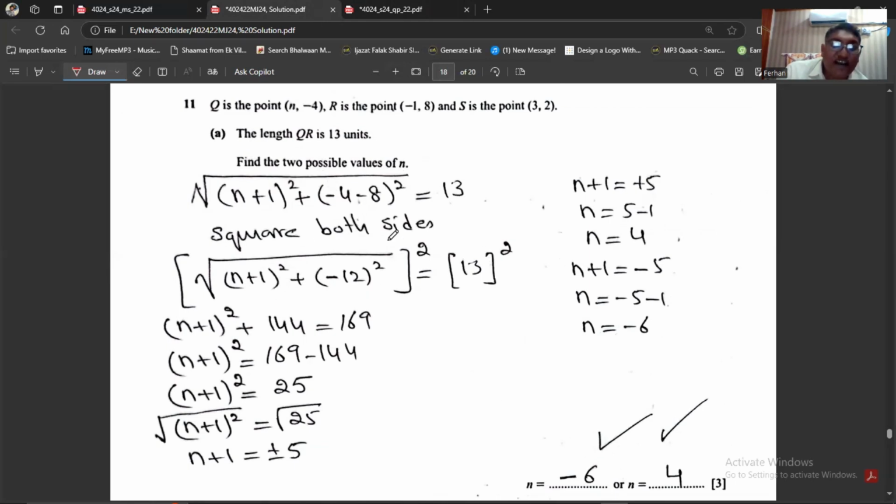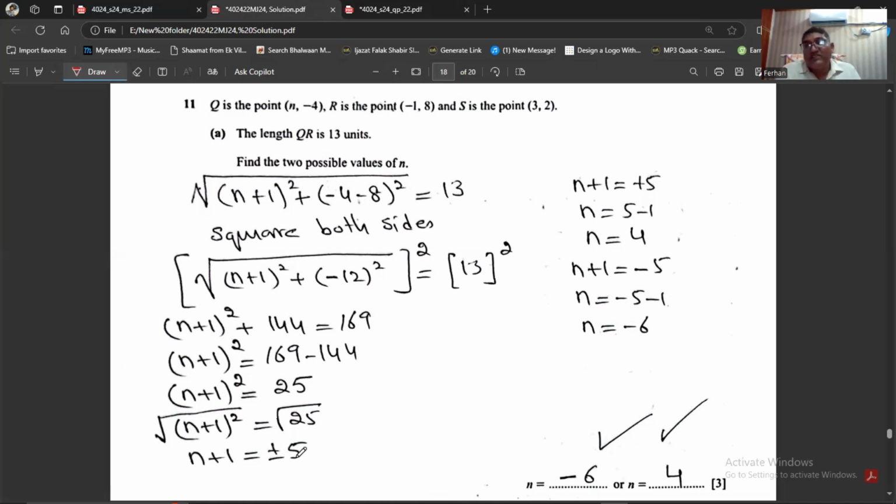So for this radical sign, I will take square on both the sides. So this square and this radical sign will become cancelled. So (n plus 1) whole square plus (minus 12) whole square, which is 144, equals 169. So (n plus 1) whole square is equal to 169 minus 144, and (n plus 1) whole square is equal to 25. So I will take square root on both the sides. So n plus 1 is equal to plus minus 5.